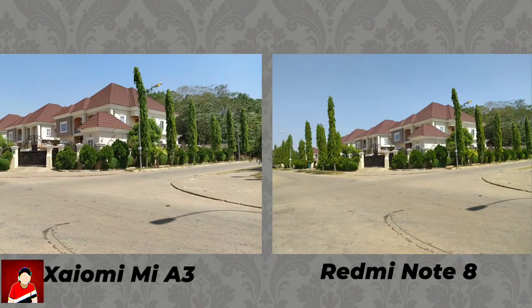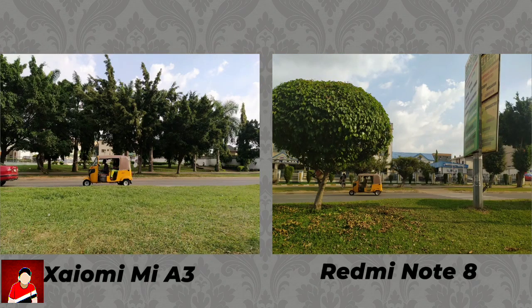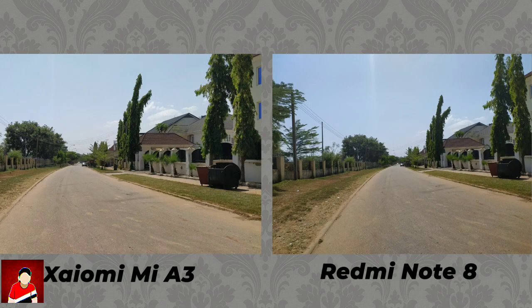Now when it comes to this next shot, the first thing that screams out to you is the fact that the Note 8 takes a wider shot with the main lens than the Mi A3. These photos look great, dynamic range is on point at least in my opinion, but there's more detail in the shot from the Mi A3. For instance, the road seems smoother on the Note 8 while the Mi A3 shows more detail.